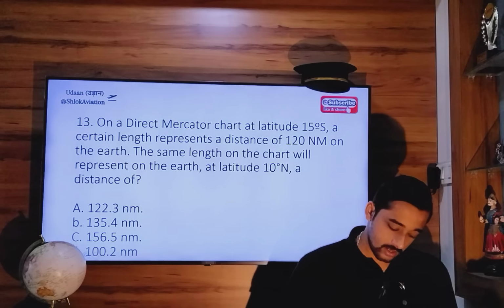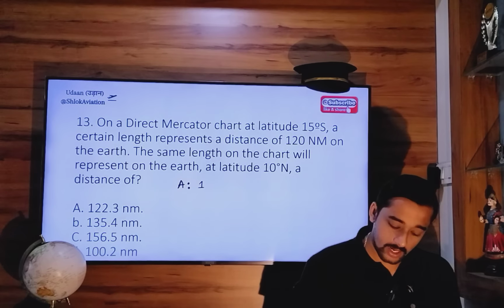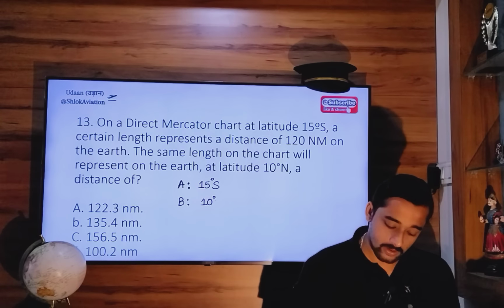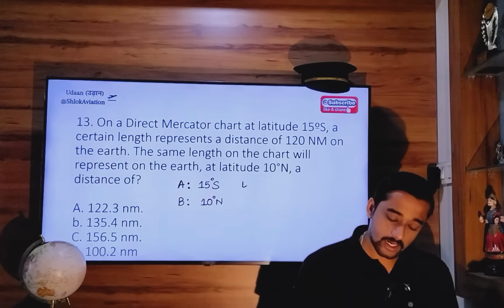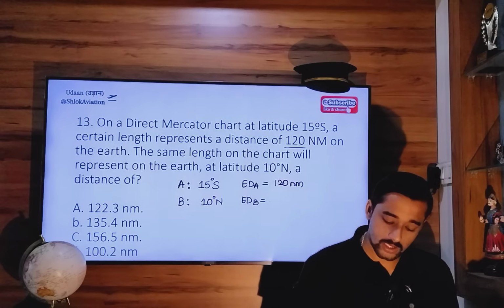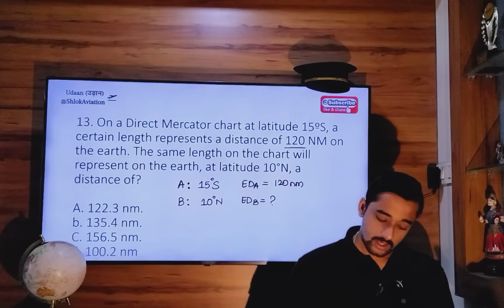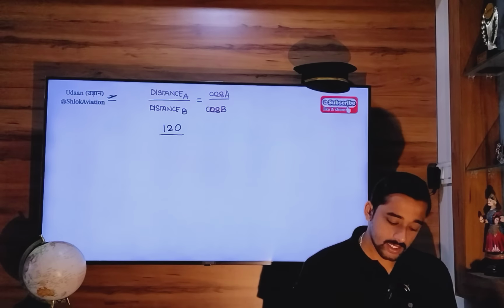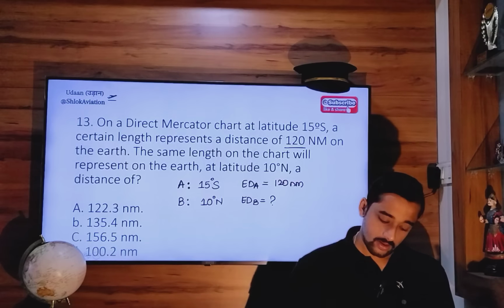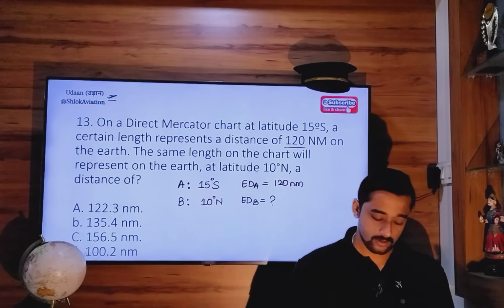So here A is 10 degrees south latitude, point B is 10 degrees north latitude. Next, earth distance at A is 120 miles. Earth distance at B is unknown to us. Okay, so let's substitute the values. Distance at A is 120. Distance at B to be figured out, cos A is cos 15, cos B is cos 10.